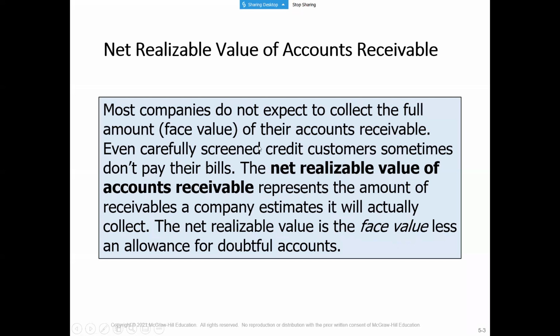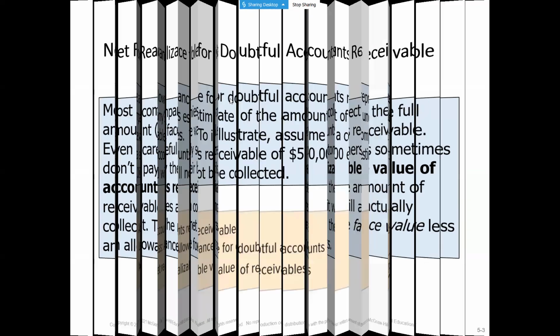They mention here even carefully screened credit customers sometimes don't pay their bills, and sometimes for reasons that are beyond their control. Things like we just saw with the pandemic. That can throw a monkey wrench in anybody's life. So someone with an 800 credit score can fall behind. It happens. That's life.